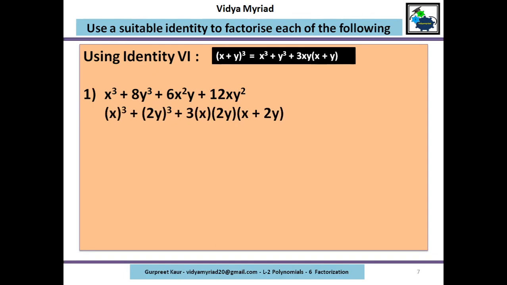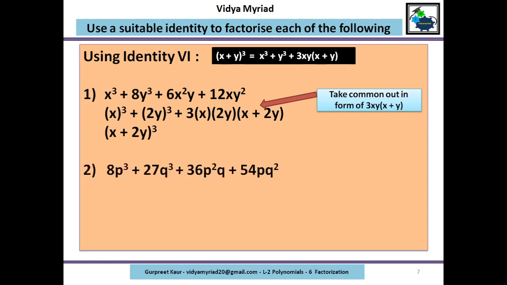Now write it like 8y cube can be written as 2y the whole cube. Now see, I have written 3x 2y as common, and in the bracket it came x plus 2y. Now what I have done is, I have taken 6x square y and 12xy square as a pair and tried to take out common from this. Okay. Now this expression is exactly like your identity. So your answer comes to x plus 2y the whole cube.